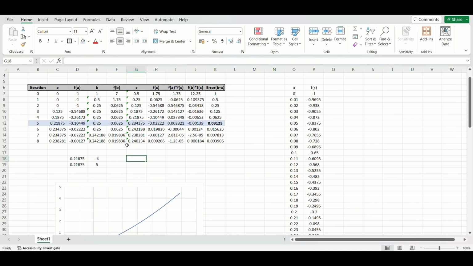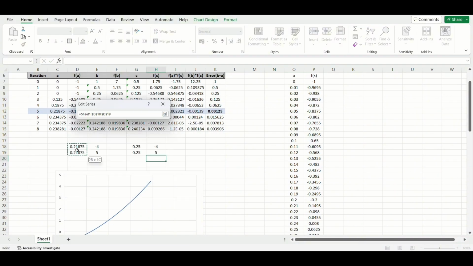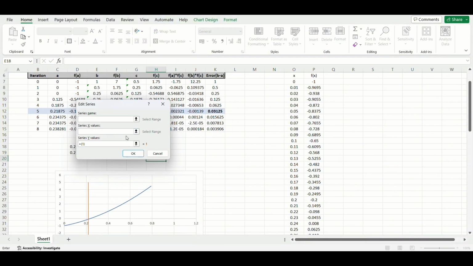The values then will be calculated by themselves. We can observe that starting from iteration 5 and below, the value for the error is less than 0.05. We will highlight the value.